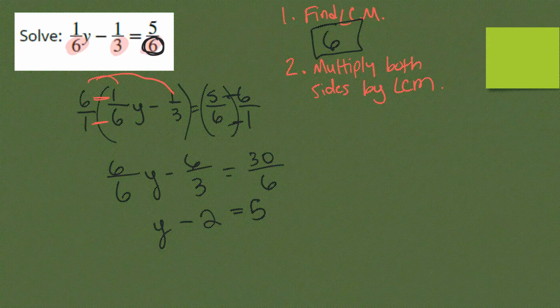And then you've created an equation that's equivalent to the one that we started with, because that property, the multiplication property of equality, says that we can multiply both sides by the same number. We won't change the equality. So to finish this out, I'll just add 2 to both sides, and y equals 7.